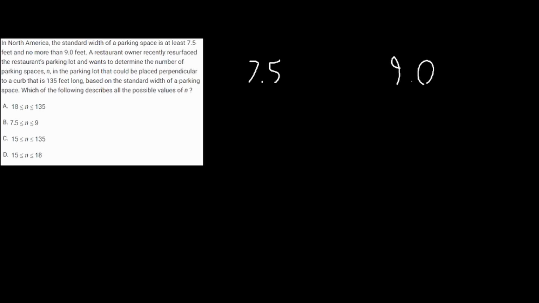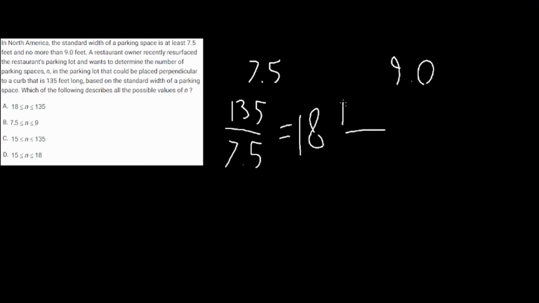So we'll take 135 divided by 7.5, which is 18. And because that is our smallest value for the width of the parking space, that will be our maximum number of parking spaces. And then we'll take 135 divided by 9. And because that's our widest parking space, it will also be our minimum number of spaces. And for that, we will get 15.